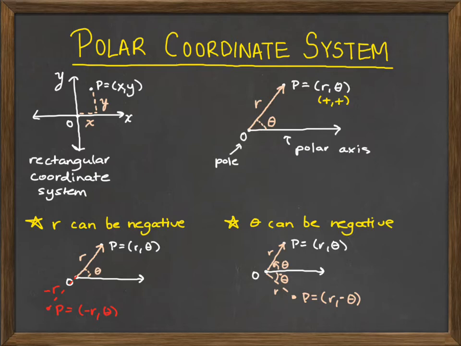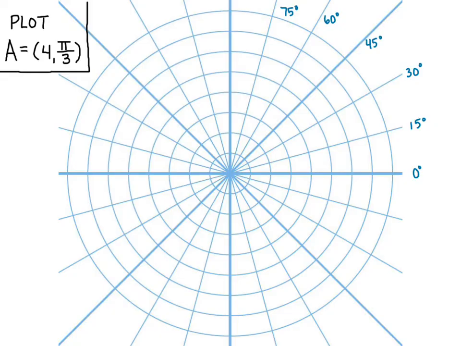Now in this same vein, in this diagram, if I wanted to plot P negative r, negative theta, I would still go down negative theta, and then I would extend the terminal side of this angle in the opposite direction of length r. And so my point here, P equals negative r, negative theta. So this is all kind of abstract.